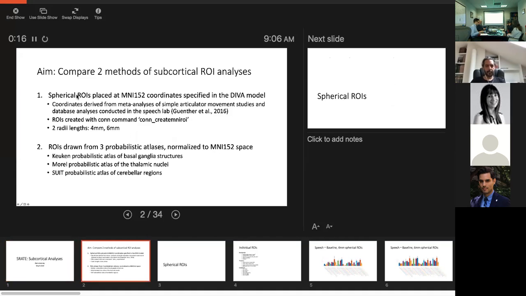So what I was doing, I was doing subcortical analyses, but comparing two different methods. The first one was using spherical ROIs that I placed at the MNI 152 coordinates specified by the DIVA model. For the spherical ROIs, I created two sets, one with a radius of 4 millimeters and one with a radius of 6. And then the second type of ROI that I used was taken from 3 different probabilistic atlases that I've listed here. So there's a different atlas for the basal ganglia, the thalamus, as well as the cerebellum.